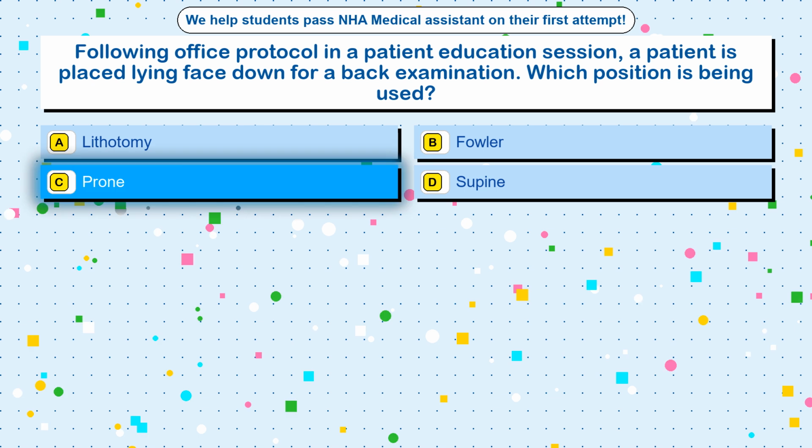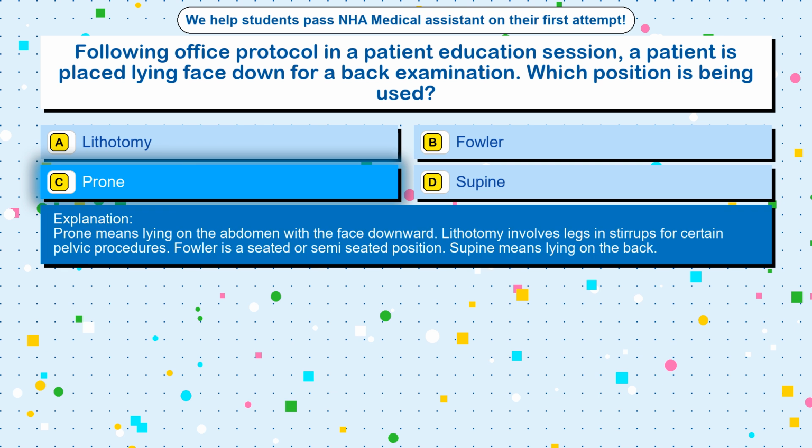The correct answer is option C, prone. Prone means lying on the abdomen with the face downward. Lithotomy involves legs in stirrups for certain pelvic procedures. Fowler is a seated or semi-seated position. Supine means lying on the back.